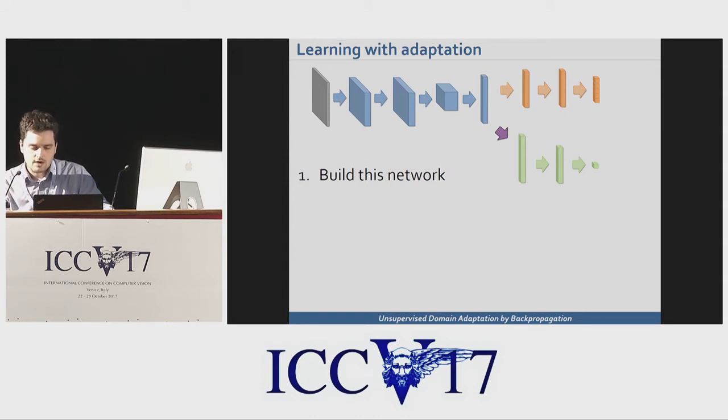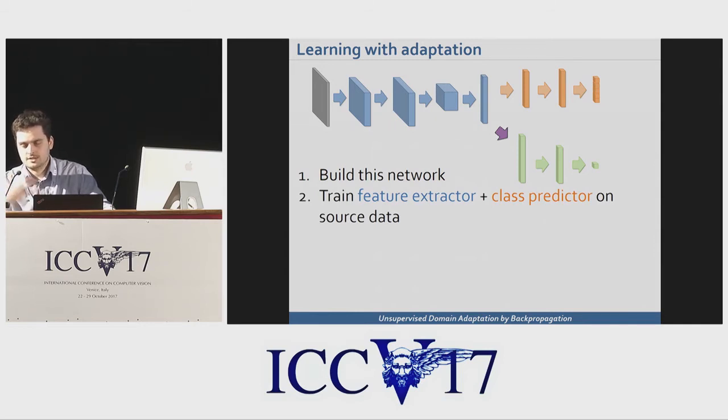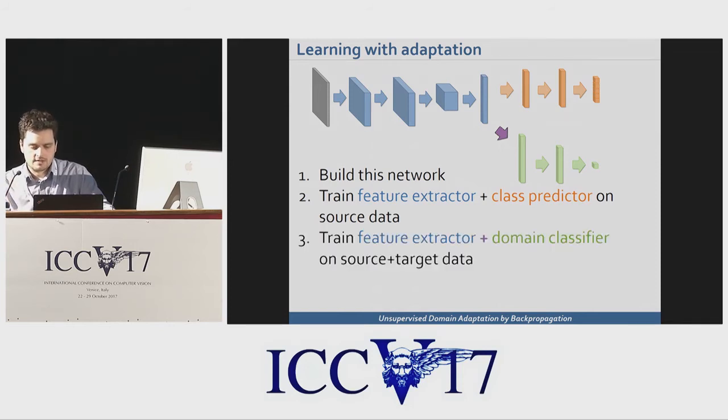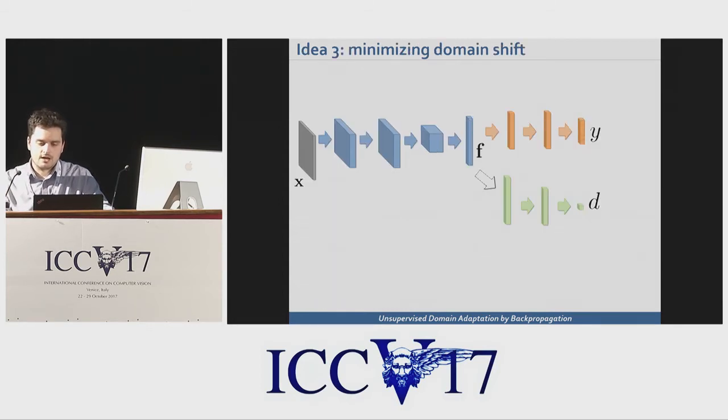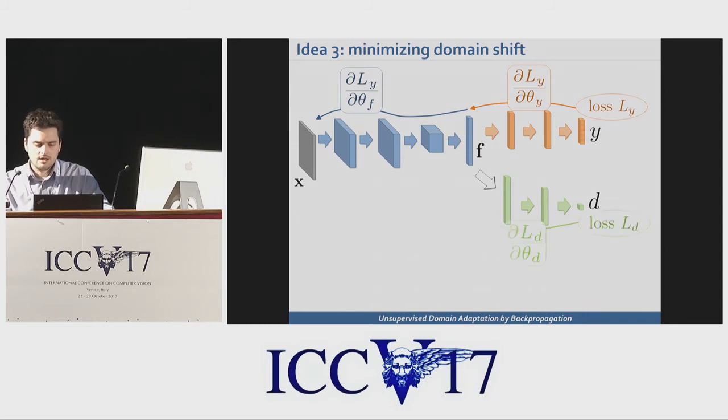and we will train the feature extractor and class predictor on source data, because we need labels for such training, and we only have them for the source domain. And we will train the feature extractor and domain classifier on all data because we don't need the labels. We just need to know which domain each example comes from. And at test time, we will just discard the domain classifier and use the feature extractor and class predictor to make predictions.